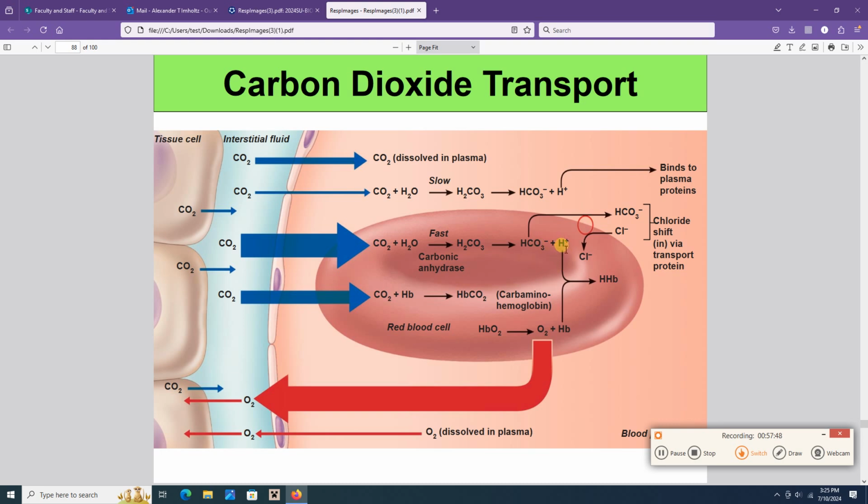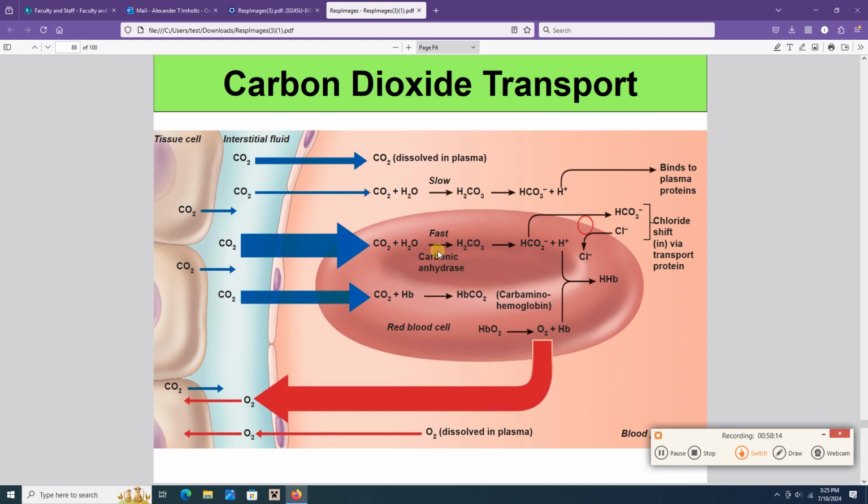Now, this reaction happens primarily in the red blood cell. You may correctly wonder, why does this reaction not happen a great deal in your plasma? The plasma is 90% water. Well, the thing is, the enzyme that catalyzes this reaction, known as carbonic anhydrase, is found in your red blood cell. It is not found in your plasma.